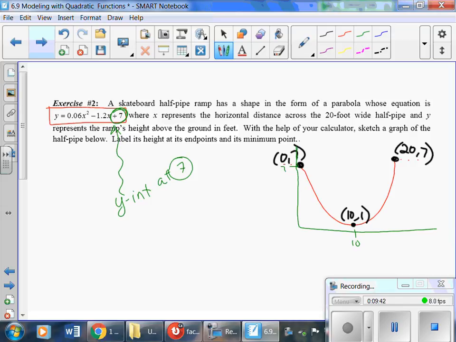Okay, so when I went to my table, I looked to see when my y was 7, what happened to my x. Remember, (10, 1) was my vertex in the middle, and then I had a 0 here, and I had a 20 here. All right, so if you have any questions about that, let me know and we'll put it into our calculator and take a look at it tomorrow.